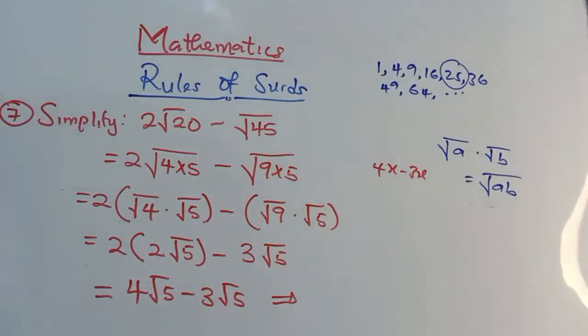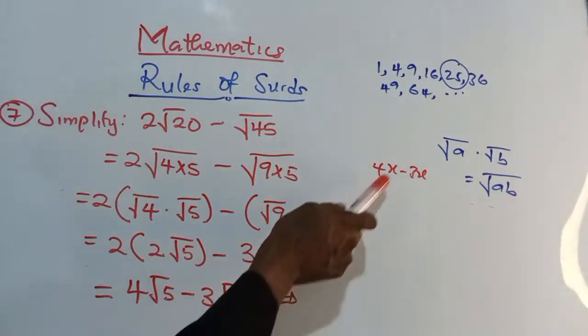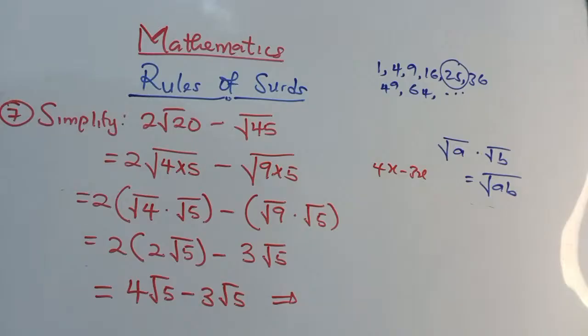If you factor out, root 5 is common. By the time you factor it out, you are going to do 4 minus 3. That is this 4 minus 3. And then you can also use this: 4x minus 3x will give us x. All right. So it means 4 root 5 minus 3 root 5 will give us 1 root 5, which is something as what? Root 5, which is our final answer. So our final answer is root 5.